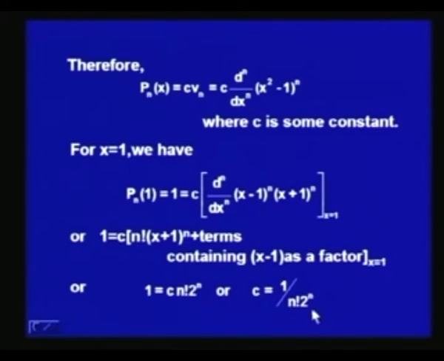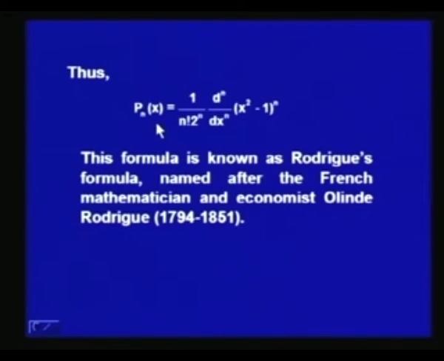1 over n factorial into 2^n, and thus we have the value of the Legendre's polynomial, that is Pn(x), as 1 over n factorial 2^n into d^n over dx^n of (x² − 1)^n. This formula is known as Rodrigues formula, and it is named after the French mathematician and economist Olivier Rodrigue, 1794 to 1851.